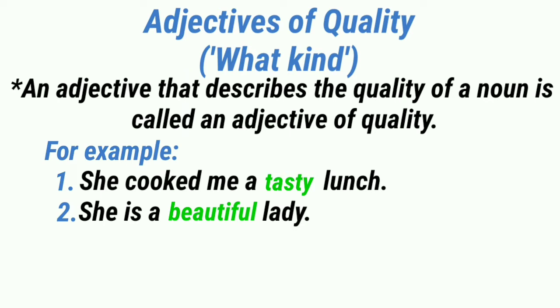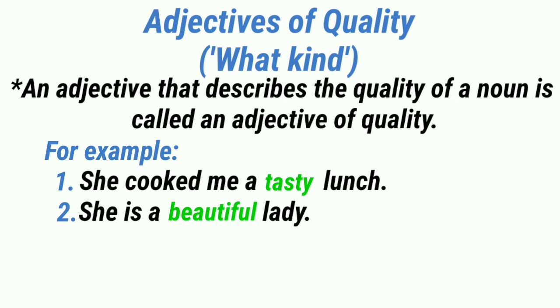Adjectives of quality. The word quality means kind. An adjective which tells us of what kind a person or thing is. Adjectives of quality show the quality or kind of a person or thing we are talking about. They answer the question, what kind? So, an adjective that describes the quality of a noun is called an adjective of quality.